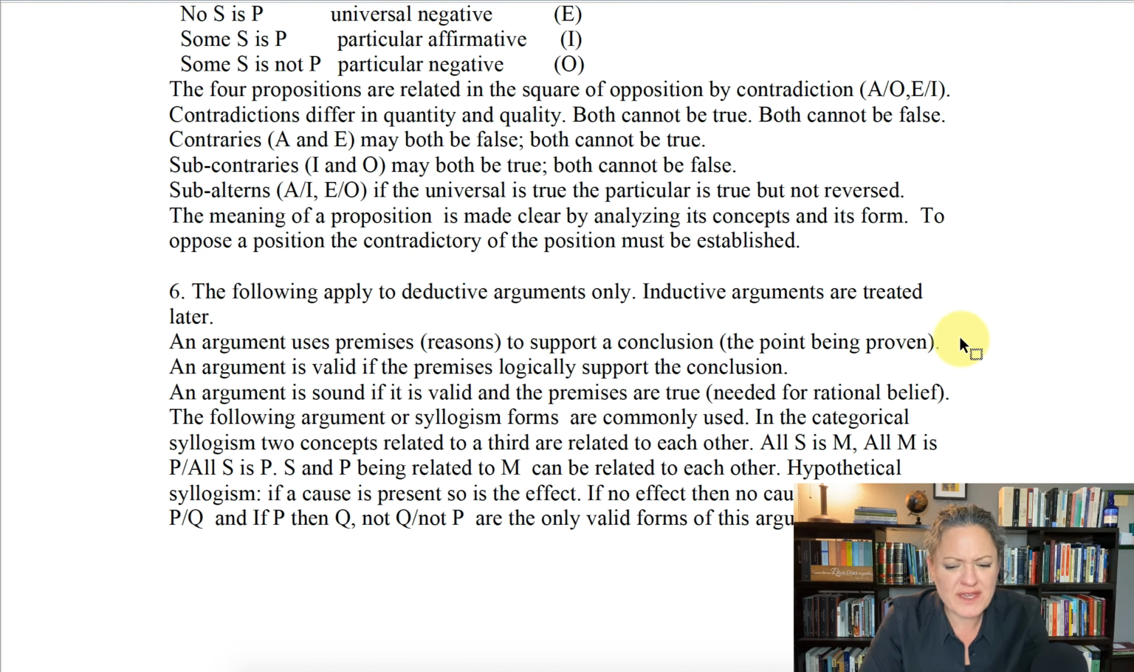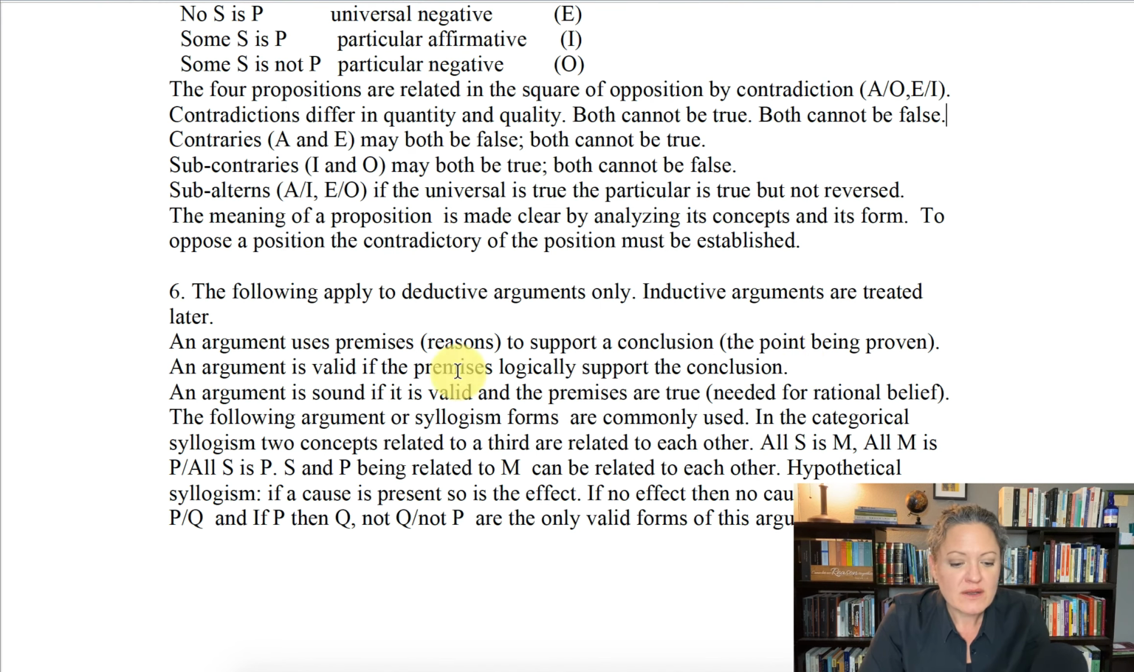So we tend to think an argument is something we don't like, it's uncomfortable, it's people bickering. No, in philosophy, an argument has a particular meaning. It's a structure, premise, conclusion. An argument is valid if the premises logically support the conclusion. And that means it's in good form and you can test the form of an argument. That's what the discipline of logic is all about.